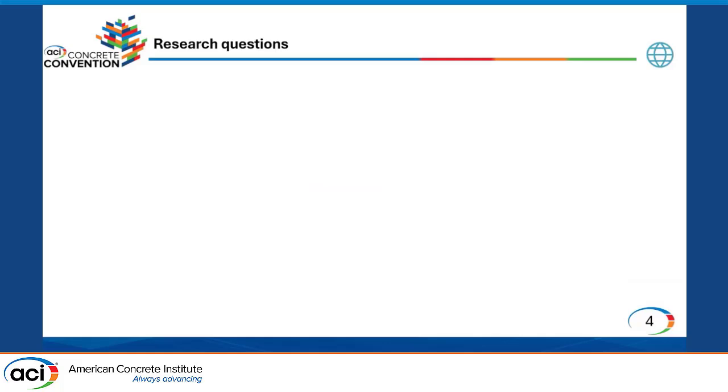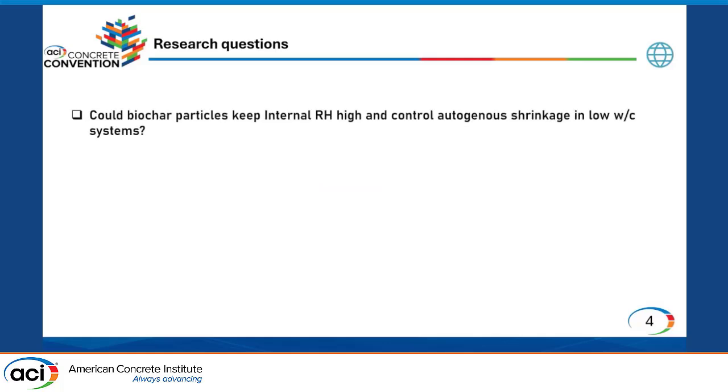The main research questions that are going to be answered in this presentation are: first, could biochar effectively keep internal relative humidity high and control autogenous shrinkage in low water-to-cement ratio systems? We also try to answer if biochar complies with ASTM C761 requirements, which is the ASTM standard for lightweight aggregates meant to be used as internal curing agents.